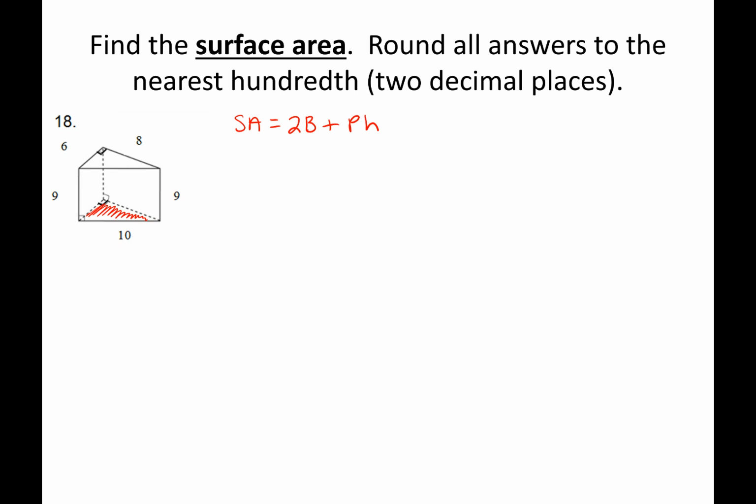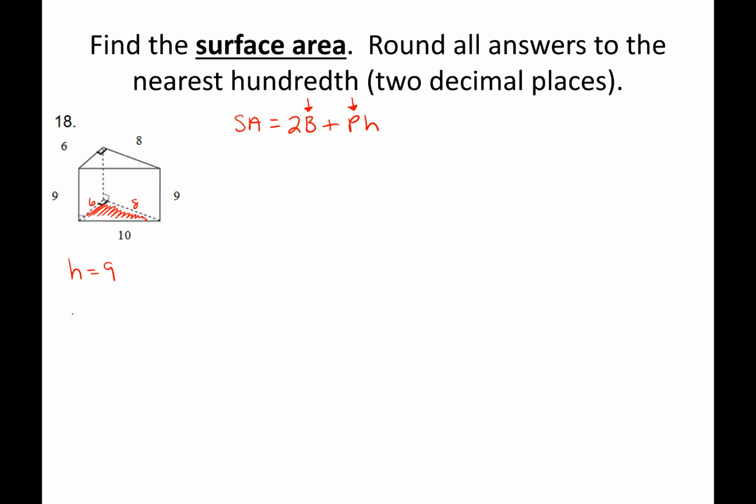And just to help us out, I'm going to remind us that we have the 6 and the 8 up here. That also goes for the 6. The 6 and the 8 also go for those pieces down there in the triangle. It's kind of helpful to mark those off. All right, so things I know. I know all the dimensions of the triangle at the bottom, 6, 8, and 10. I know the height is 9. So I need both the area of the base and I need the perimeter.